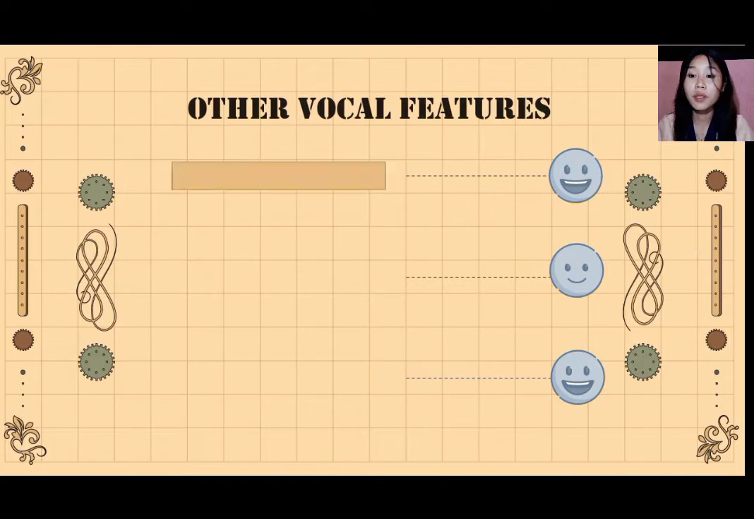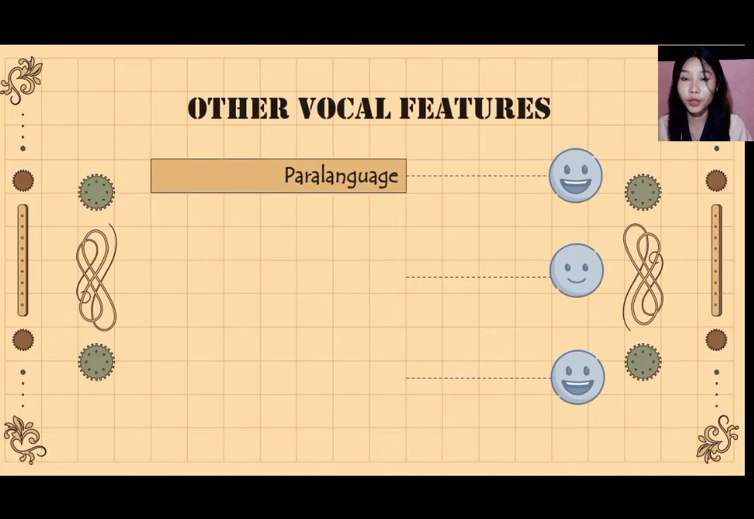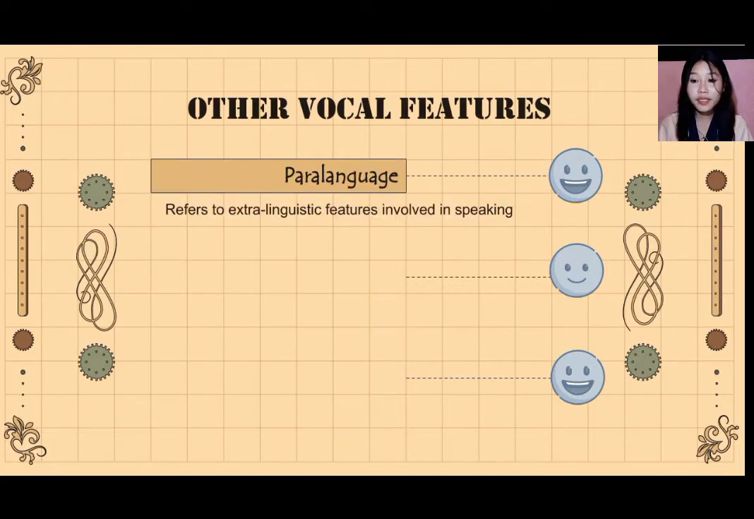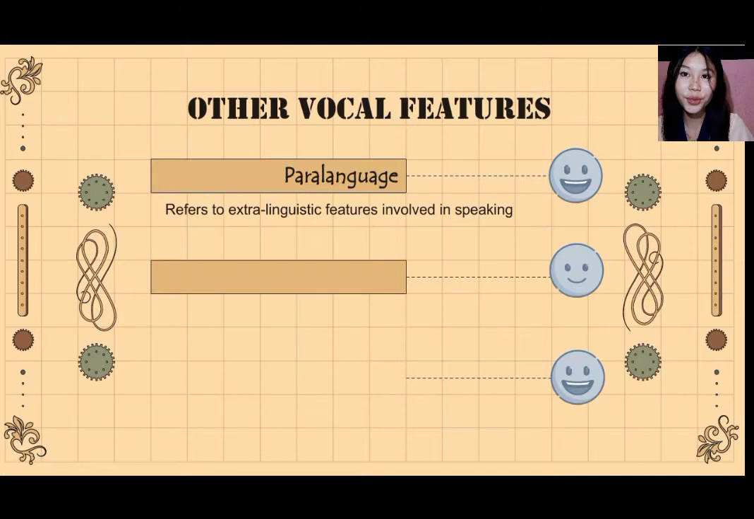Next, we still have other vocal features, and first we have paralanguage. Paralanguage is another term for vocalics and refers to extra-linguistic features involved in speaking, such as the characteristics of speech just discussed, then pauses and silences, and non-verbal vocalizations.